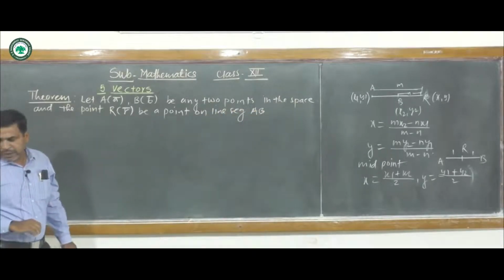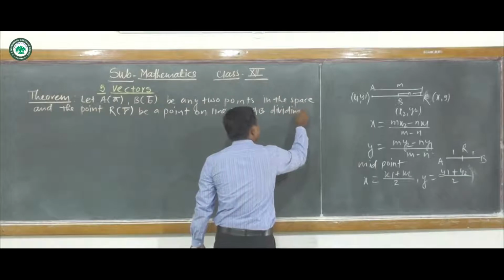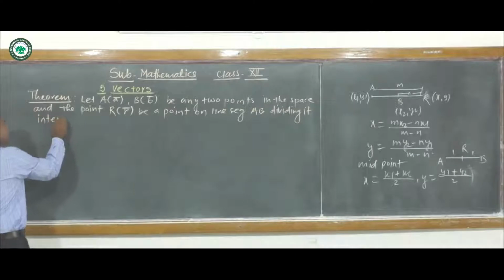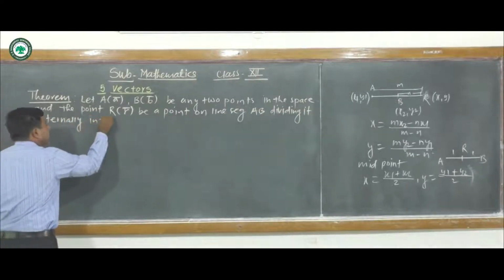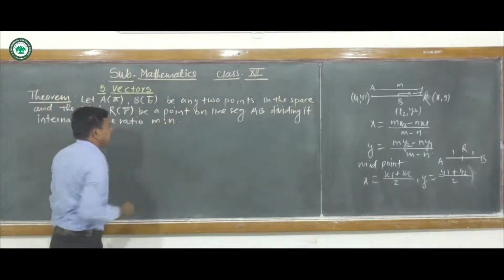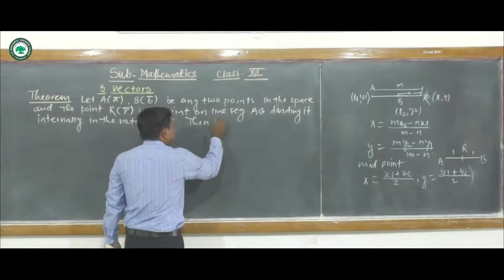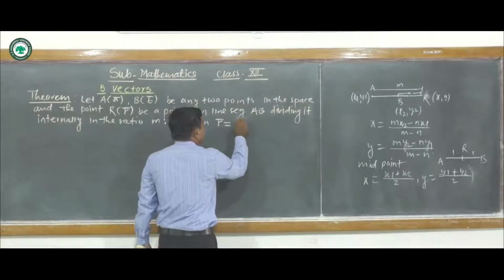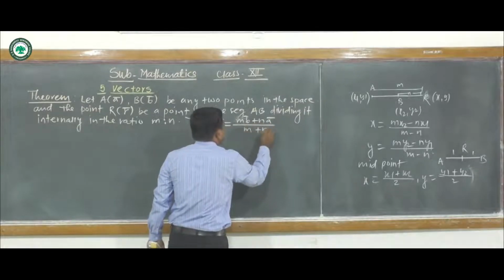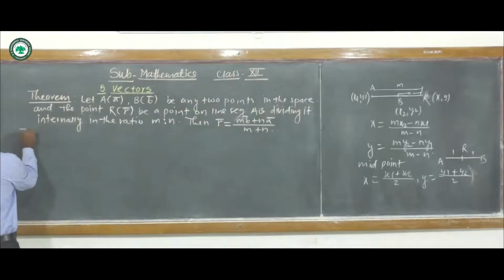dividing it internally in the ratio m/n, then r bar is equal to m into b bar plus n into a bar divided by m plus n. Okay, now this is the statement of the theorem. Now let's see the proof.